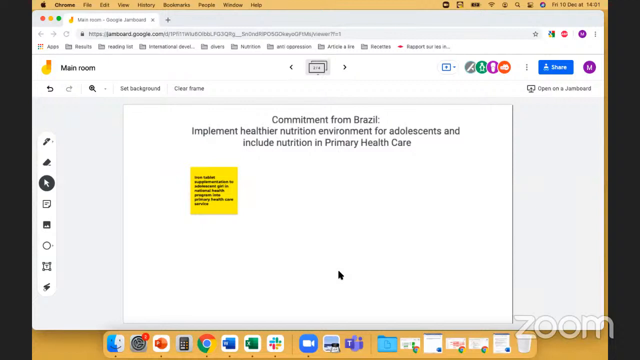Yeah, that's a very good point for progressing on this commitment. Thank you very much for sharing. Does anyone want to follow up on that, or do you have another idea for making progress on Brazil's commitments? For implementing a healthier nutrition environment for adolescents, there are a couple of interventions we can think about. Especially for adolescents, I'm imagining quality school meals or nutrition education could be a way of progressing on these commitments. Does anyone want to expand on this one, have a different idea, or agree?